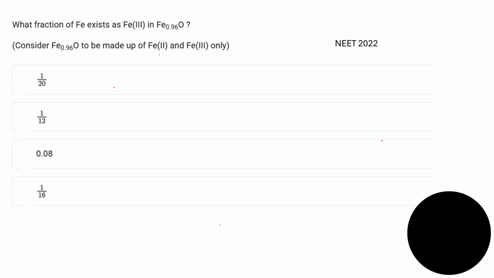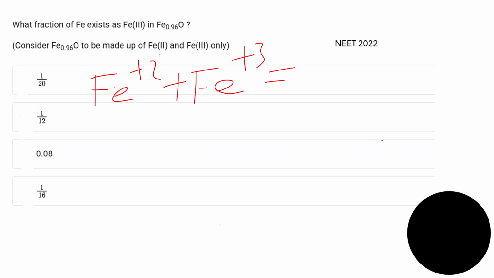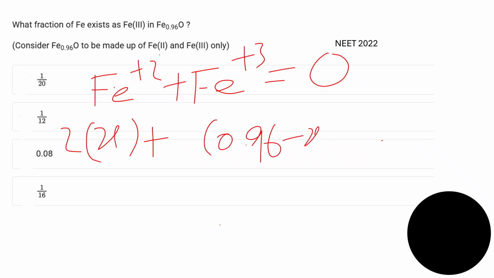Then Fe plus 2 plus Fe plus 3 is equal to oxygen, in the unit of charge. There is X amount of Fe2 plus, it contains plus 2 charge. There is 0.96 minus X amount of Fe3 plus, it contains charge 3. There is only one oxygen, it contains charge 2.